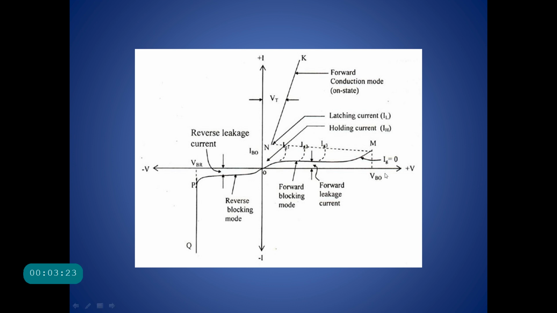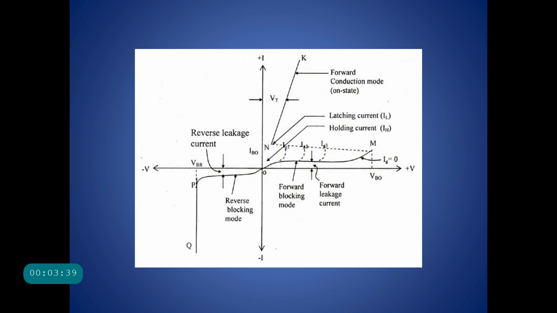VBO is the forward breakdown voltage and VBR is the reverse breakdown voltage. VBR is the voltage at which the reverse breakdown occurs. VBO is the voltage after which the thyristor becomes on, that is goes into conduction.